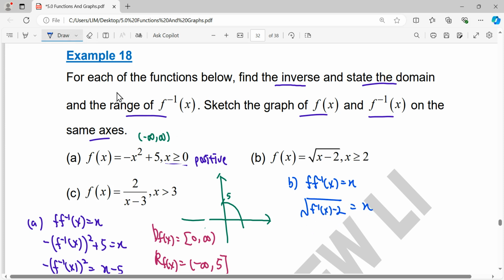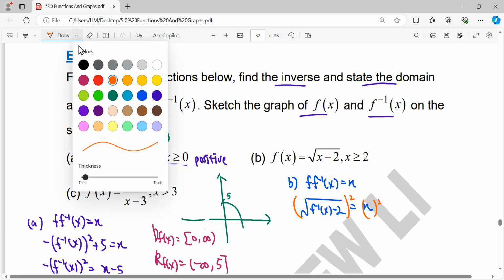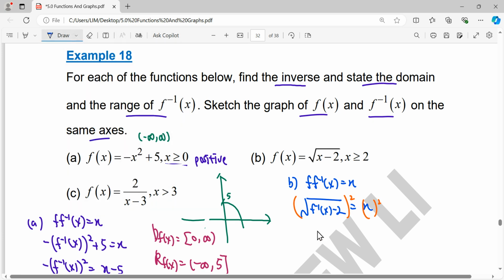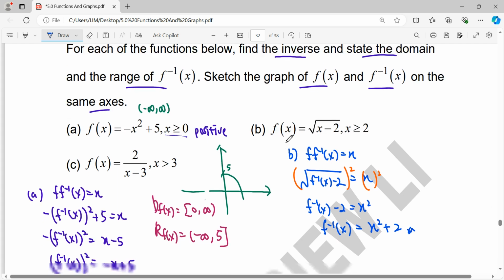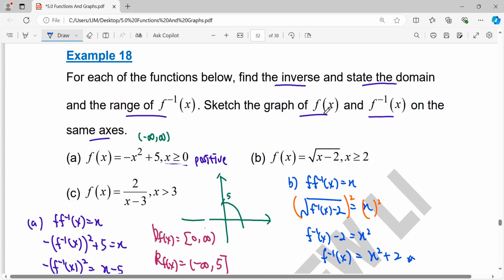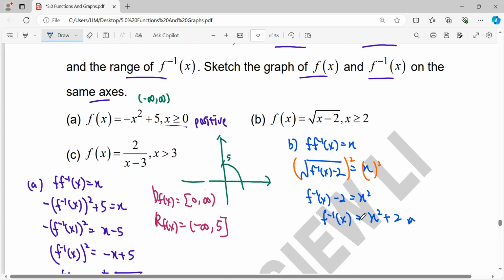Then we're going to remove the square root by squaring both sides. So finally, here we have f inverse equals to x squared plus 2. Continue, we're going to determine the domain and range of the inverse function.